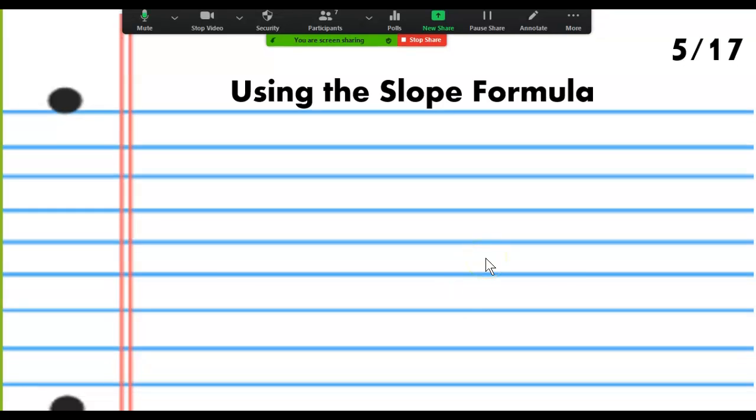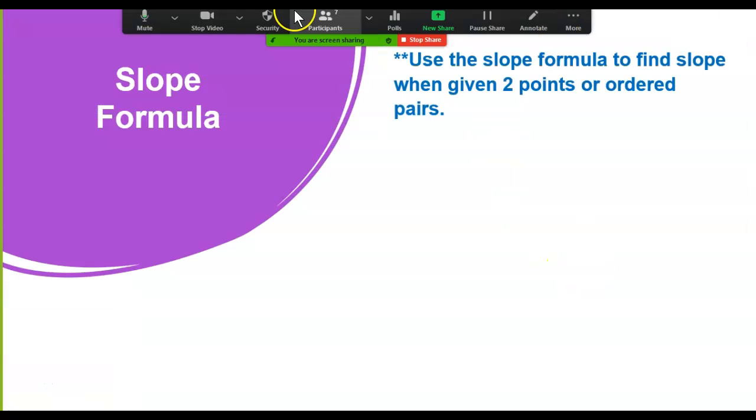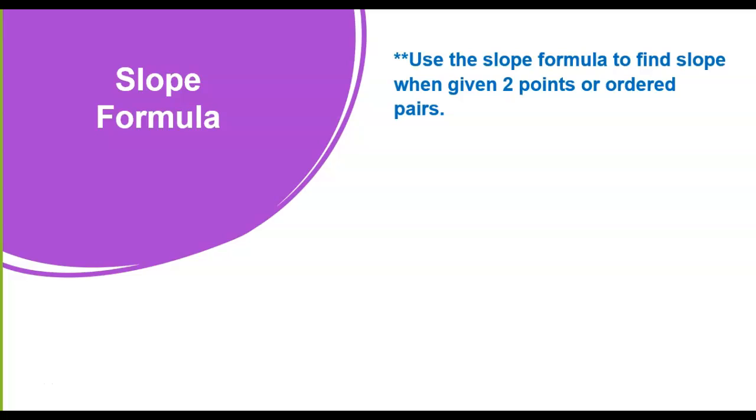All right, so today we're going to be talking about using the slope formula. This first part in blue, I do want you to copy down. That tells us when we're going to use the slope formula. We use the slope formula to find slope when given 2 points or ordered pairs. So anytime that they give you 2 ordered pairs or 2 points on a graph, you can use the slope formula.